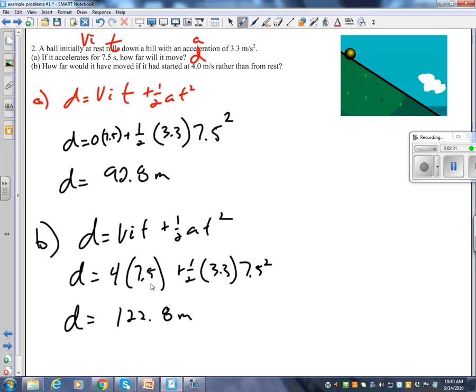Huh? 2830. How do you multiply 4 by 7.5 in your head? No, what are the steps to do it in your head? 4 times 7, 7 times 4, 28. And then we got another half of 4 is 2, 28 plus 2. 30.